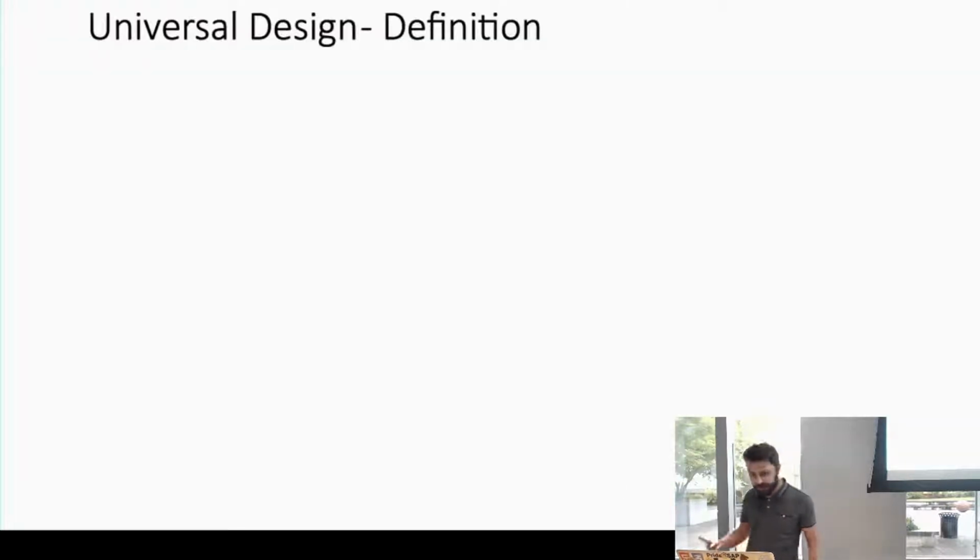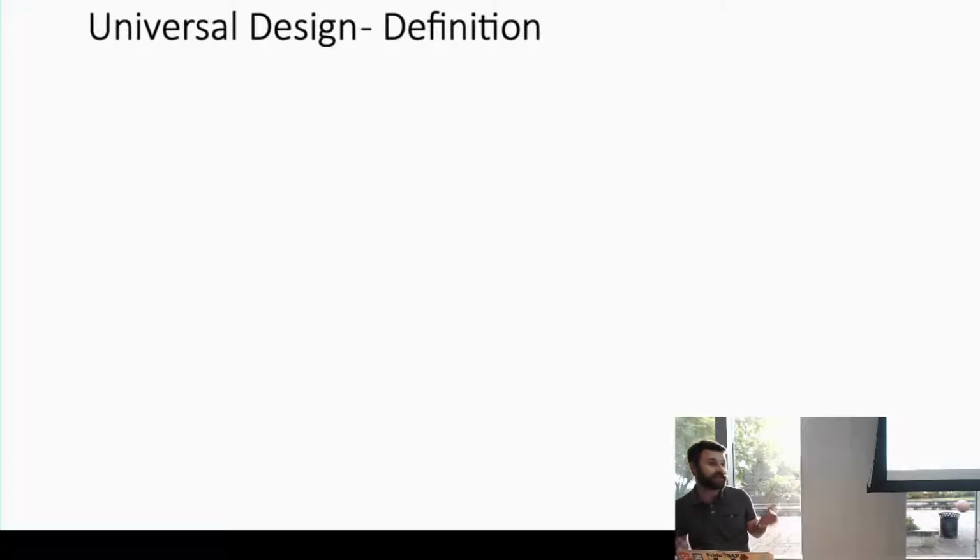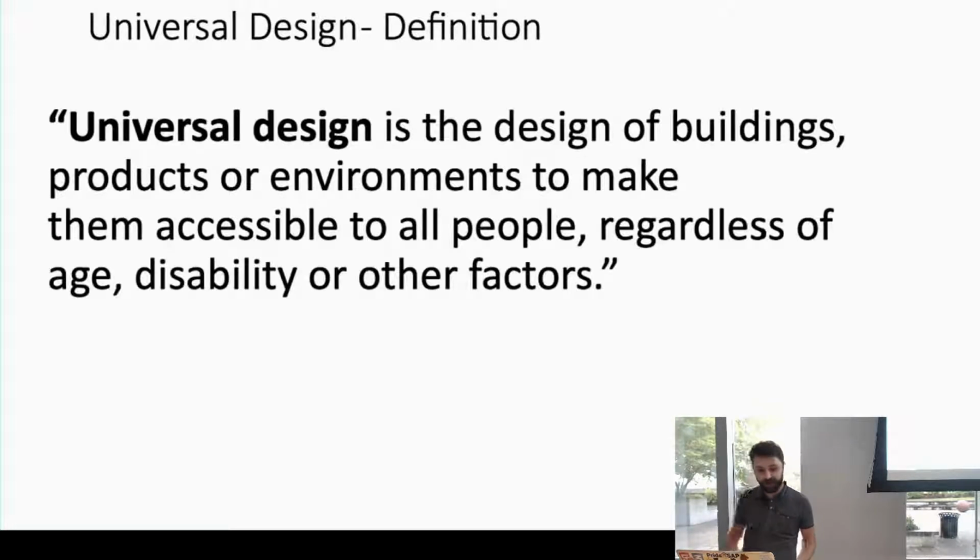All right, so before we get started talking about accessibility, I want to introduce you guys to this idea of universal design. Universal design is something that you guys encounter every single day, whether you're aware of it or not. And so universal design is defined as design of buildings, products, or environments to make them accessible to people regardless of age, disability, or other factors. So what does that look like?